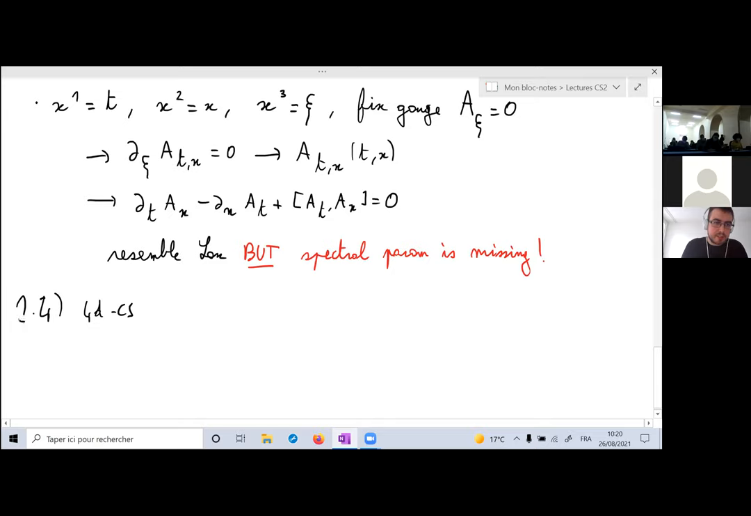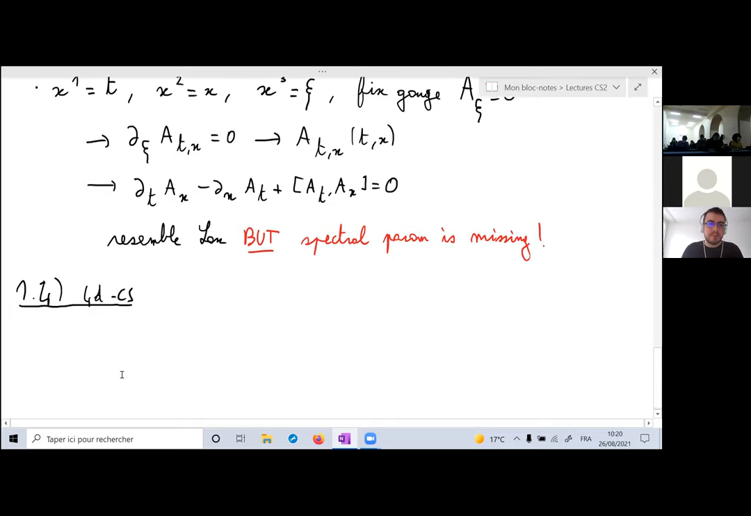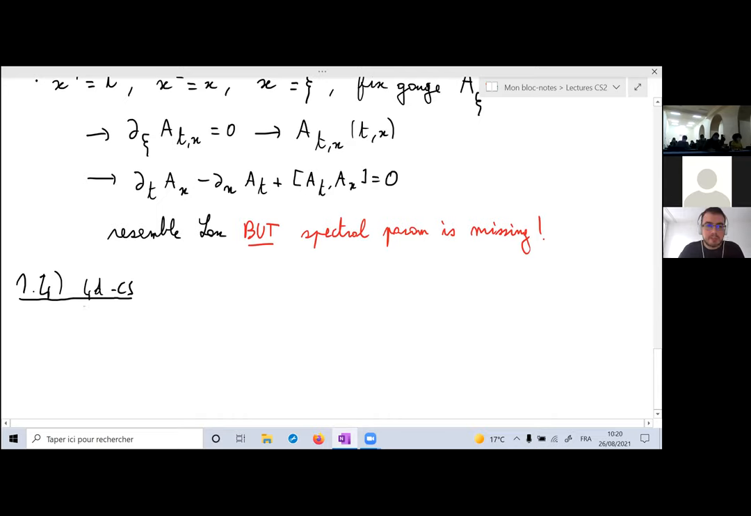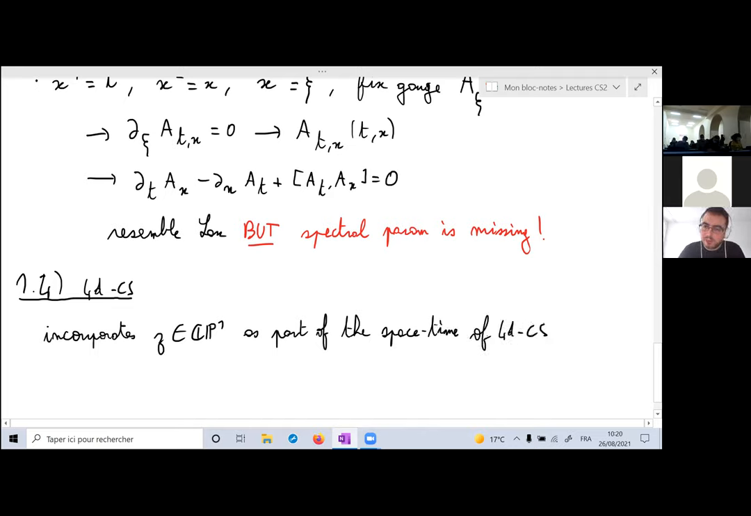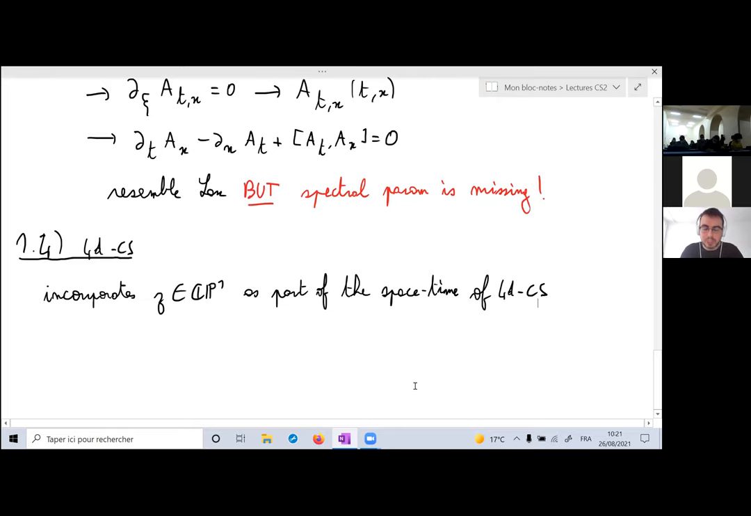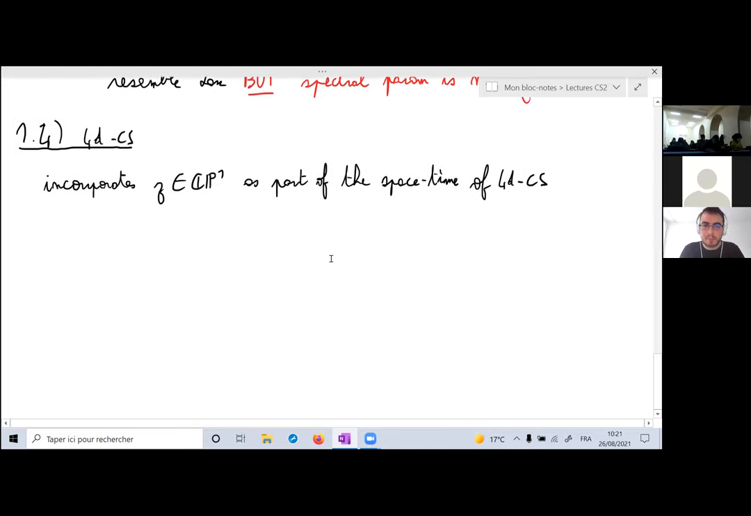And now I would just like to present briefly some things about this 4D Chern-Simons theory. And the idea is that this will solve our problem by incorporating the spectral parameter Z as part of the space-time of now four-dimensional Chern-Simons. And in particular, going from 3D to 4D will have the effect that now I will be able to include in the space-time the spectral parameter.